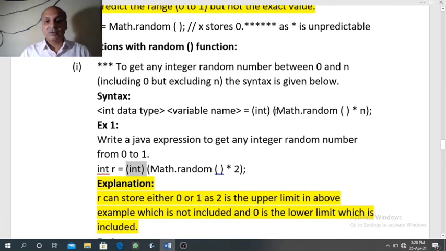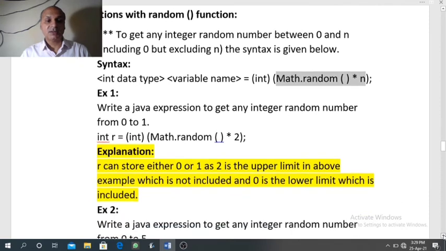If we want to control the upper limit and leave the lower limit, the lower limit will become 0, and the upper limit here is n. So we will follow this syntax. Here the upper number n is not included and the lower number 0 is included.